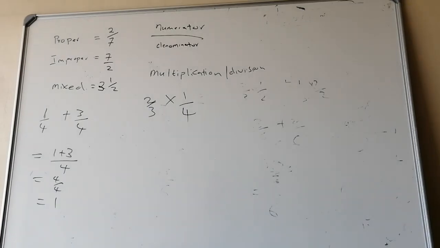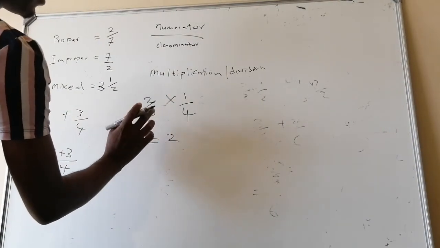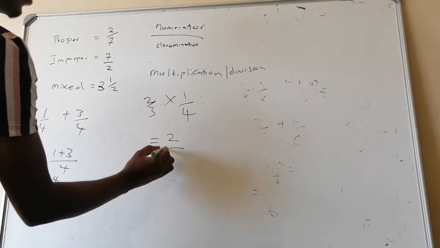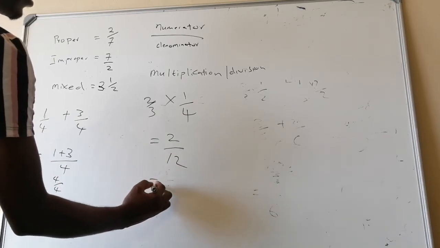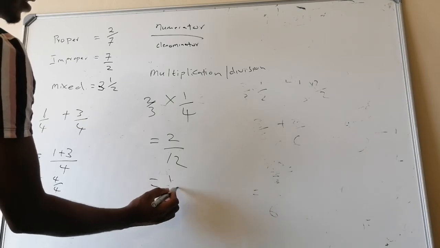We simply multiply the numerators together and multiply the denominators together. So 2 times 1, that is 2. And then 3 times 4, that is 12. So that is 1 over 6.